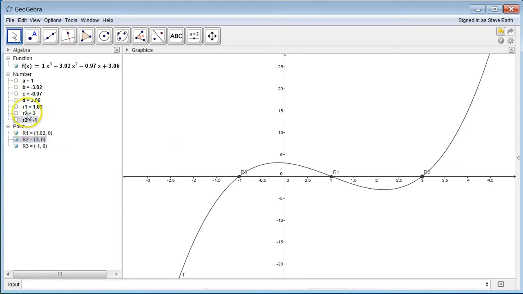Almost had it, there you go. So I can see my R1 isn't quite at 1, it's a little bit off. So maybe I can take it and move it just a smidge, there we go. So now I've got my R1 exactly at 1, my R2 at 3, and my R3 is at -1.